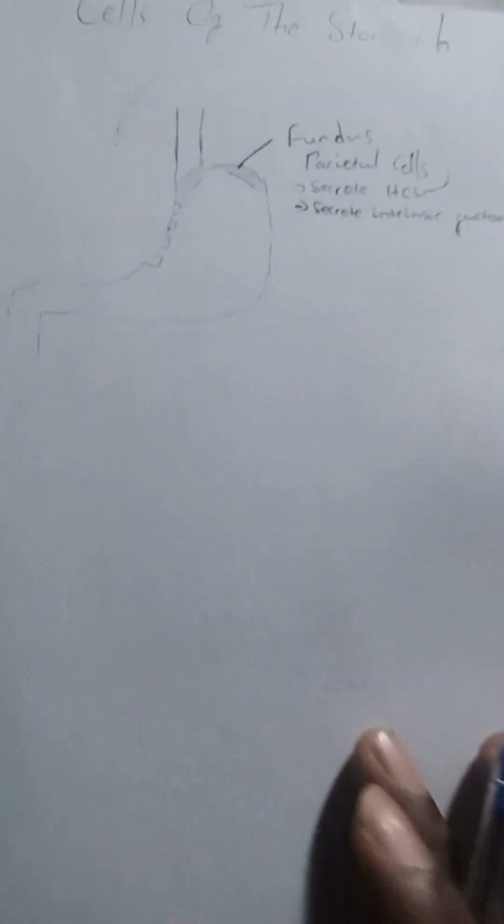Those intrinsic factors help for absorption of vitamin B12. And this HCl, when it is secreted, it will also help in activation of some type of cells known as chief cells.